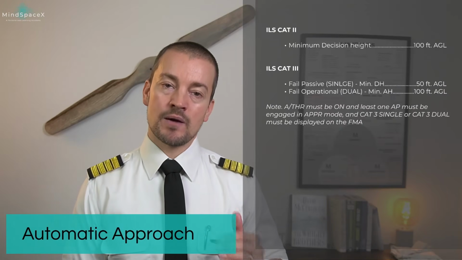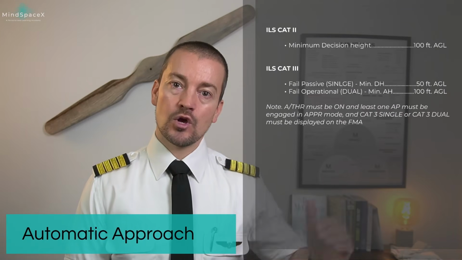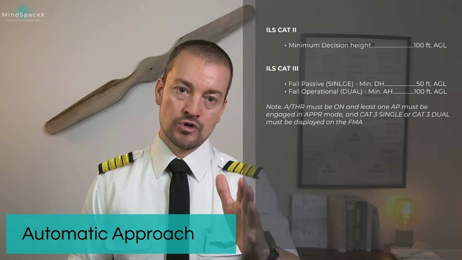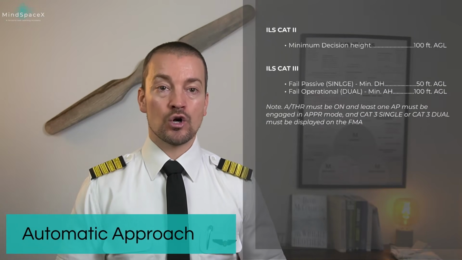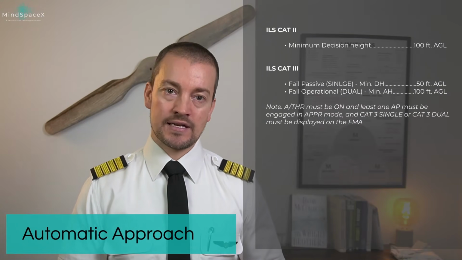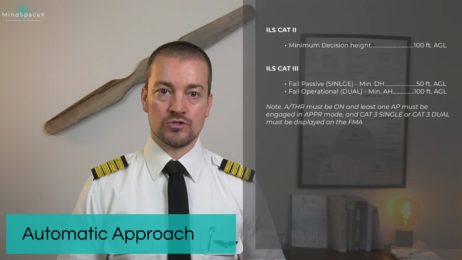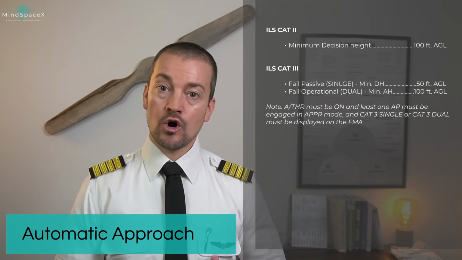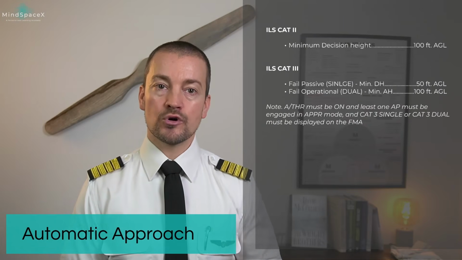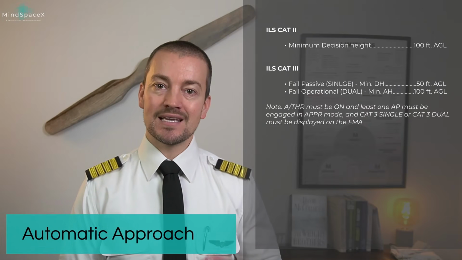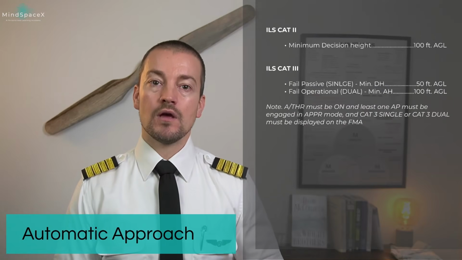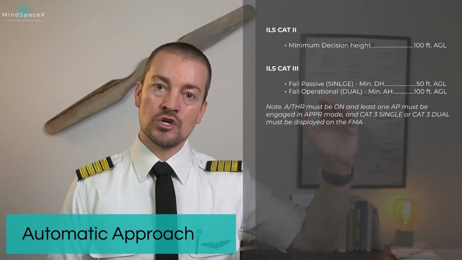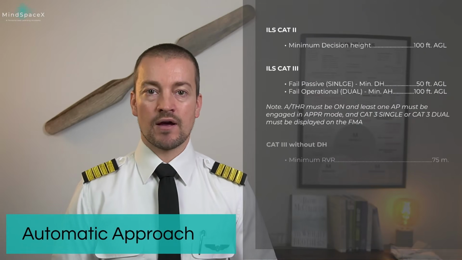So when pilots come in for an autoland, we are aware of the alert height and we are monitoring very closely the autoland light for warnings at low altitudes. Note that the autothrust must be on and at least one autopilot must be engaged in approach mode, and Cat 3 single as a minimum must be displayed on the FMA in order for you to use the autoland capability of the aircraft.